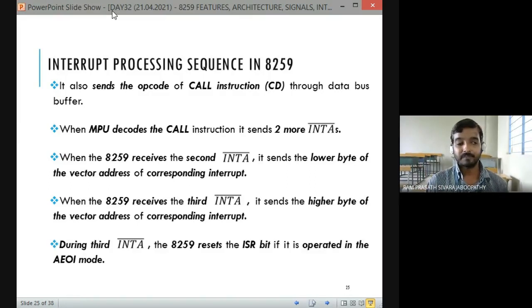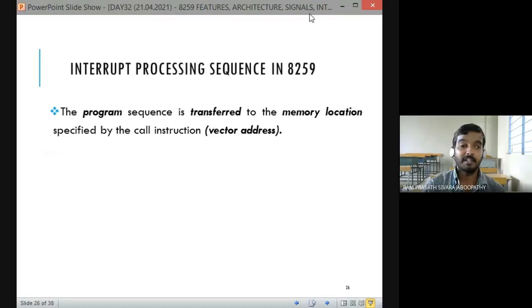Correct? So during third INTA, என்ன ஆயிடும்? ஆட்டோமேட்டிக்கா ISR bit clear ஆயிடும். End of interruptல நிறைய மெத்தட் இருக்கு, ஆட்டோமேட்டிக் end of interruptனு ஒரு மெத்தட் இருக்கு. ஸோ அந்த மெத்தட் நம்ம கான்ஃபிகர் பண்ணியிருந்தோம் அப்படின்னா at the end of the third INTA ஆட்டோமேட்டிக்கா ISR bit clear ஆயிடும். That means what? நம்ம end of interrupt command கொடுக்க தேவையில்லை, ஆட்டோமேட்டிக்கா அதுவே நடந்துடும். That's the meaning for it. Okay, fine. So இப்போ ISR program run ஆகும். The program sequence is transferred to the memory location specified by the call instruction.